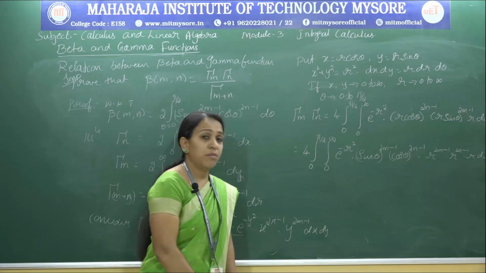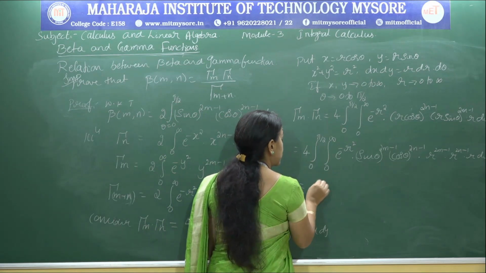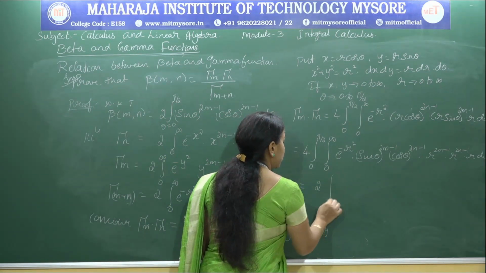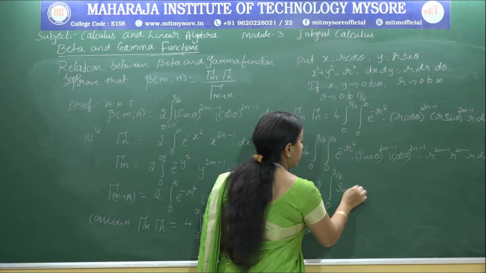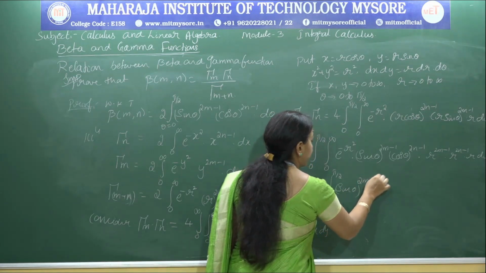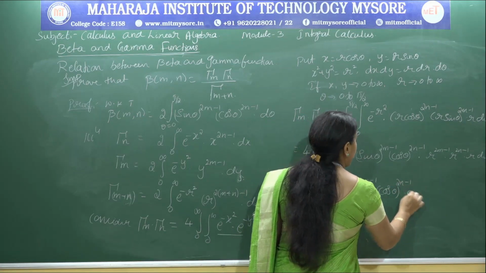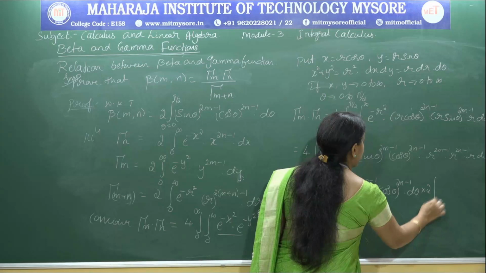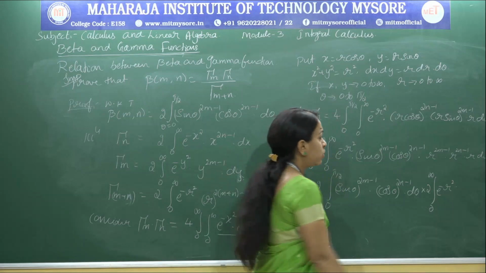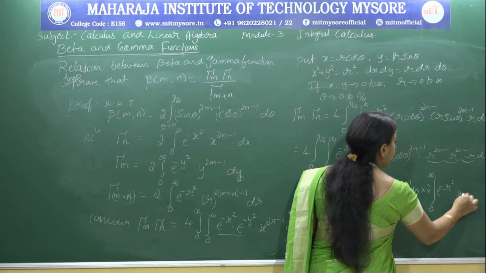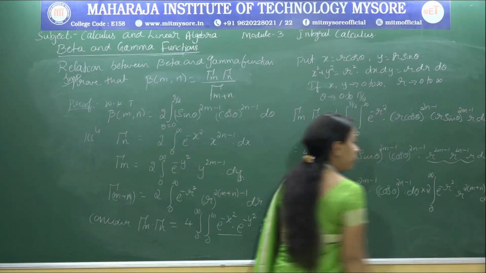Now I split the theta variables to theta limit integrals and r to r integrals. I separate like this, and I split the 4 as 2 into 2 times integral 0 to pi by 2. I separate the theta functions, that is sin theta to the power of 2m minus 1 into cos theta to the power of 2n minus 1 into d theta into 2 times of integral 0 to infinity e power minus r square into, so if I add the powers of r, we remain with r to the power of 2 times of m plus n minus 1 into dr.